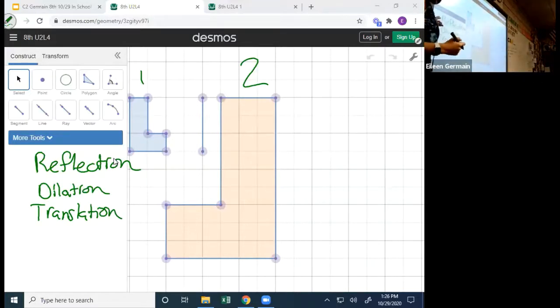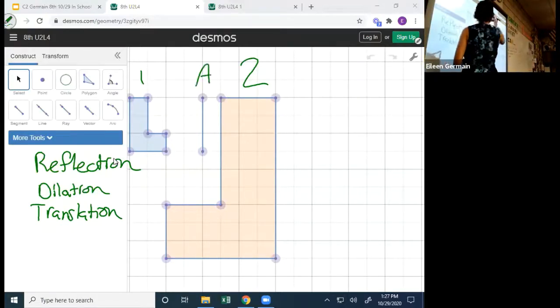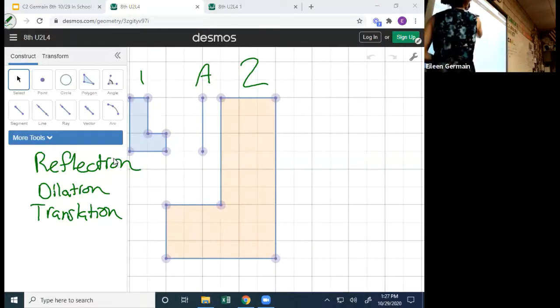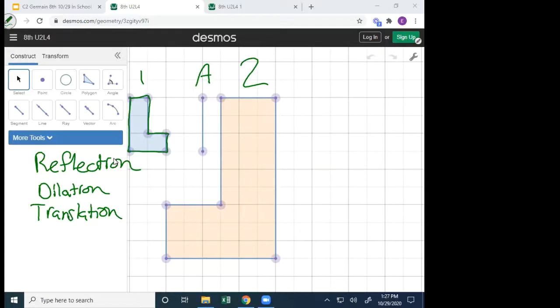So we have a reflection, a dilation, and a translation. What do we want to do first? Joe, what do you think? Reflect across, let's call that line A. Line A, good. So we have line A, and he's saying that we need to take this shape right here and reflect it across that line.